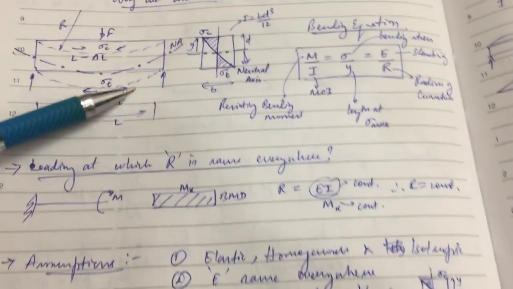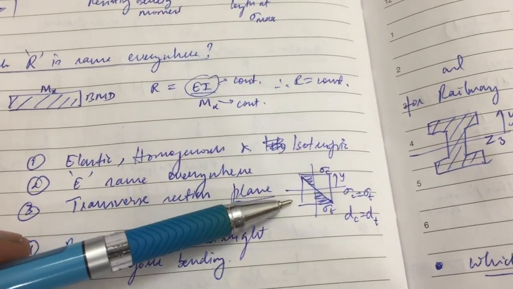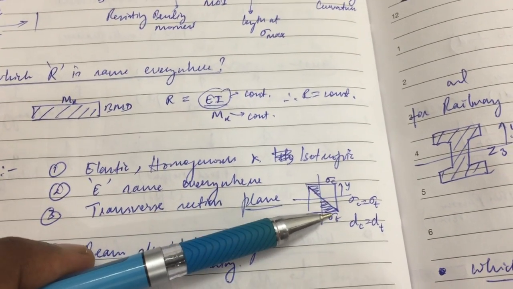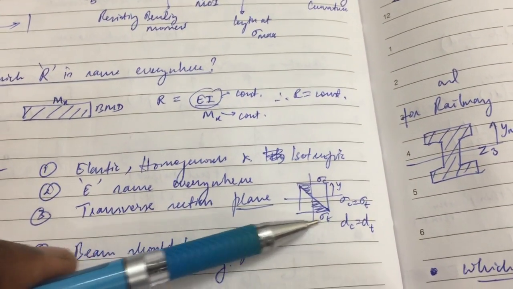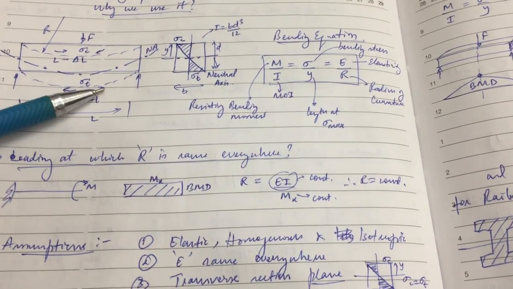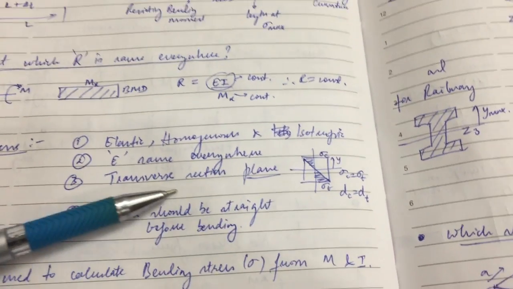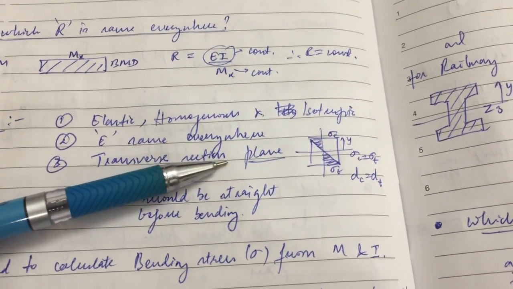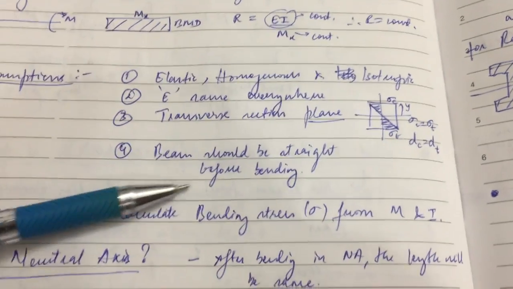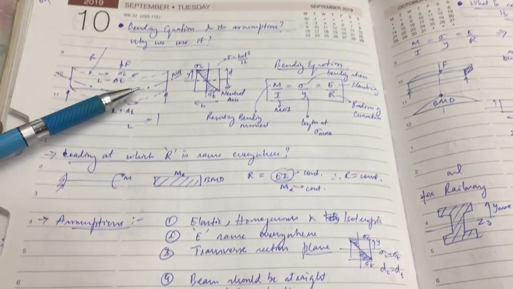And the transverse section is plane. That means if you slice a cut-off section, the sections should be plane, it should not be bent. In that case only, the compression and the tensile stress will be the same, and that means the deformation on the upper and lower sides will be the same. That's why it's assumed that the transverse section should be plane and the beam should be straight before the bending.